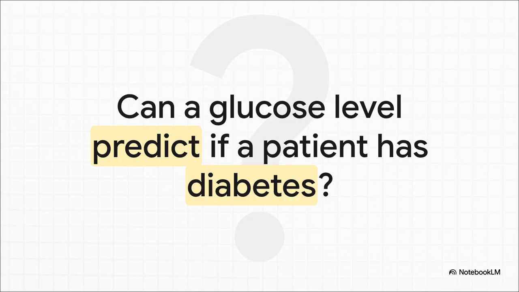So, here's the big question for today. We have one single piece of information, a patient's blood glucose reading. That's it. From just that one number, can we teach a machine to reliably predict if that person has diabetes? The stakes, as you can imagine, are incredibly high.